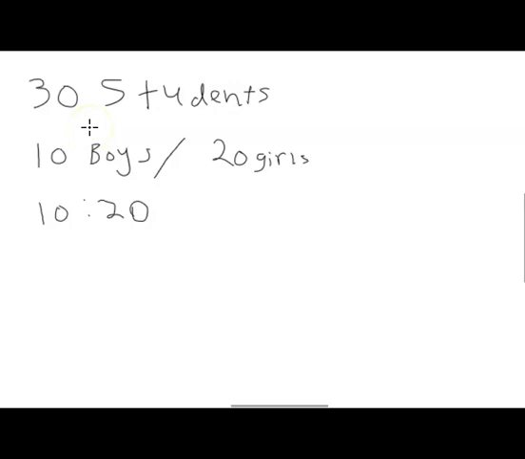However, with ratios we want to simplify it down to each number's common denominator. So we're going to divide each one by 10, which gives us 1 to 2. Now the value of this ratio being simplified down like this is we know now that for every one boy in the classroom, there's going to be 2 girls.